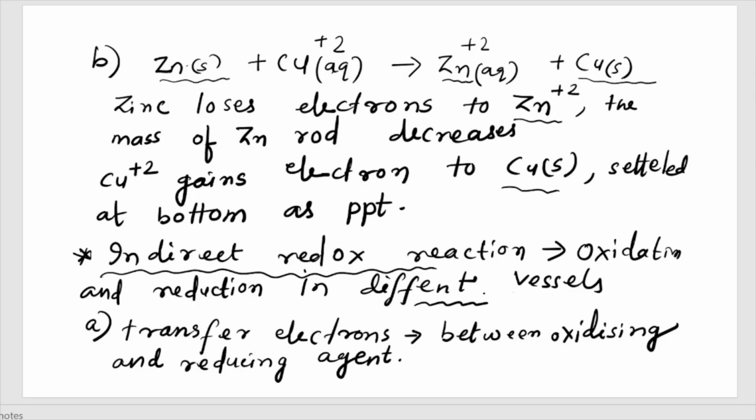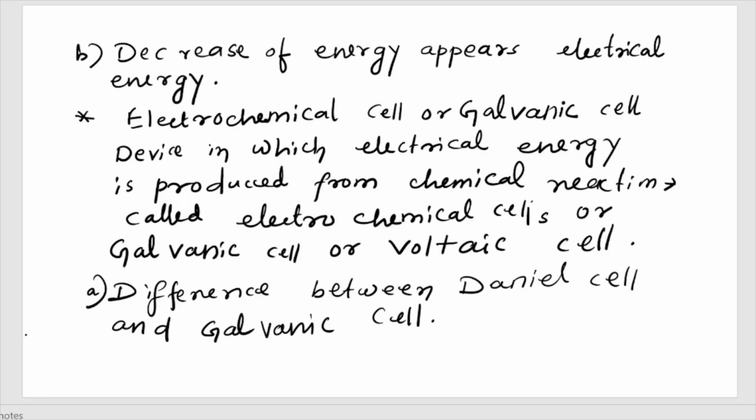Then what happens here? Transfer of electrons takes place between the oxidizing and reducing agent. What is meant by oxidizing agent? Remember from the introduction part, an oxidizing agent is one which oxidizes other and itself is reduced. Similarly, a reducing agent is one which reduces other and itself is oxidized. Point B: decrease of energy appears as electrical energy. Here energy decreases, then that appears in the form of electrical energy. That means in indirect redox reaction, electrical energy is produced.